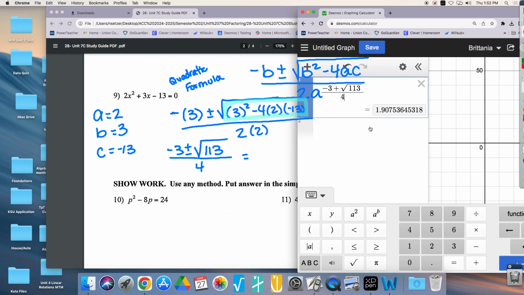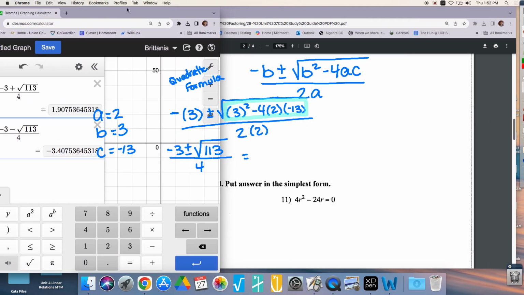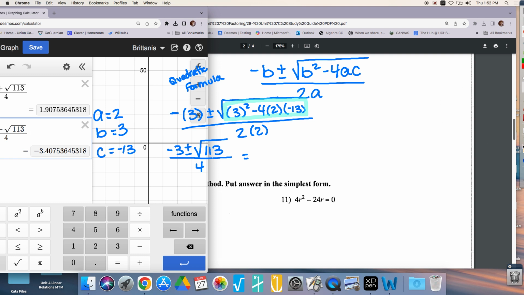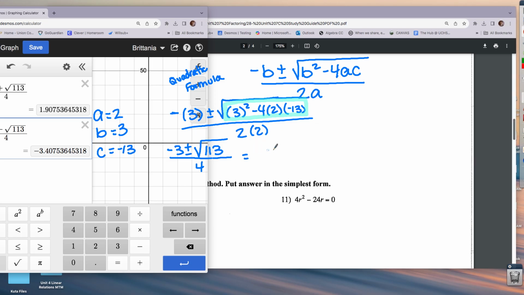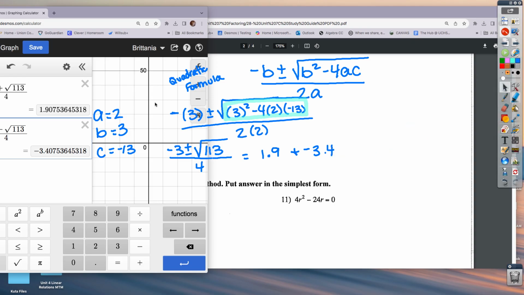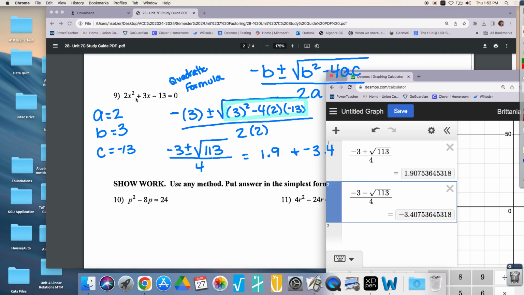And we get 1.9. And then we're going to do it again, fraction first. Negative 3 minus the square root of 113, and then divided by 4. So these are our two answers in decimal form. So we get 1.9 and negative 3.4. So I could put this problem in Desmos from the beginning and get those decimal numbers as the roots.